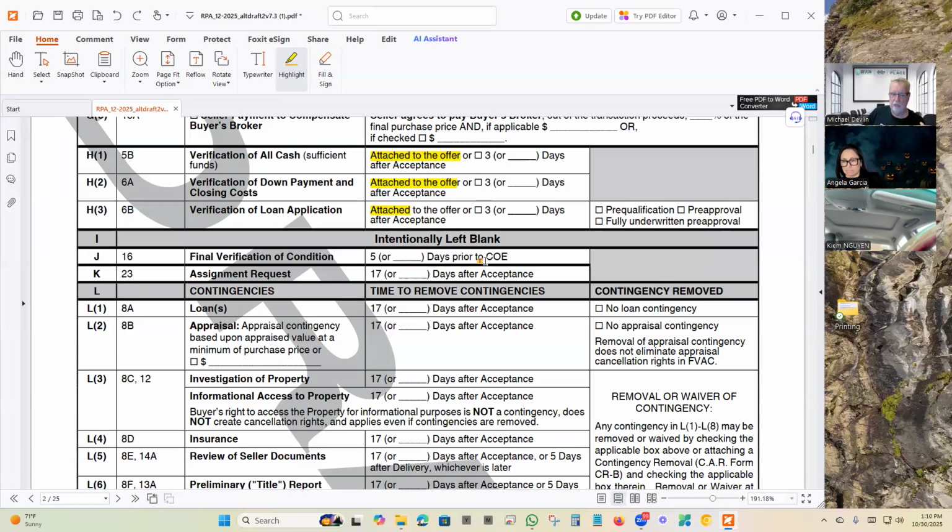Final verification of condition. Normally I just leave it here. This is not a contingency. An assignment request is 17 days. They've limited it because what will happen is people will get into contract and then they'll say, wouldn't it be better if we had the property go into our trust? Oh, wouldn't it be better if we started an LLC, right?